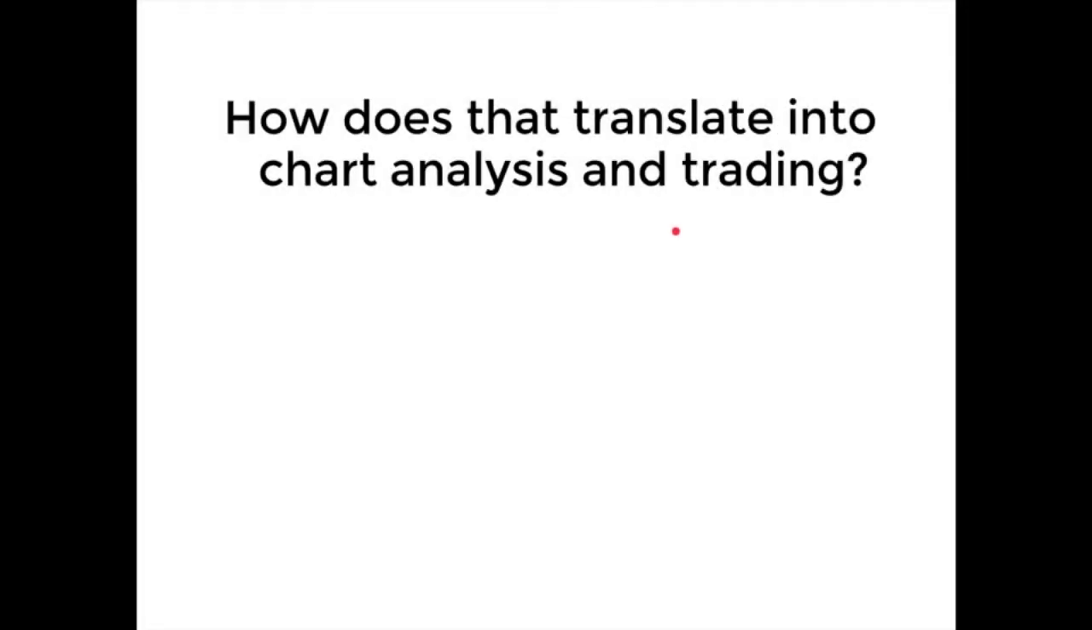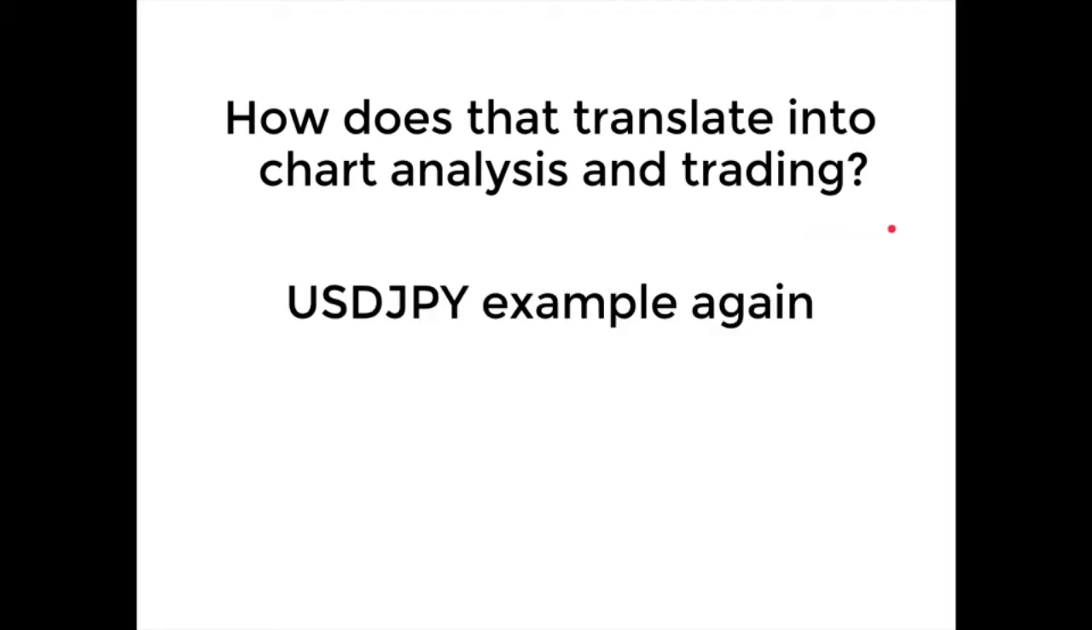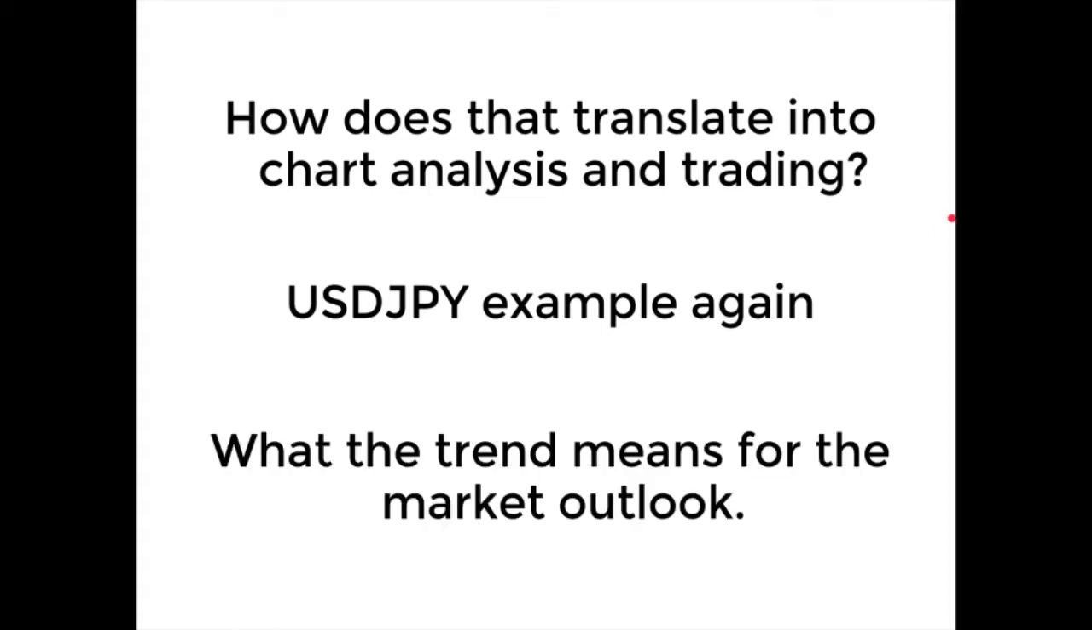And that's all very well and good, but how does that translate into chart analysis and trading? I'm going to go through a live example with you. This is $yen, and this is the actual count that we're using in our members area at the moment. We'll identify the dominant trend. I'll go through how I count that and how I label it, and I'll show you what that trend means for the market outlook, for your stance towards that market. So once you've figured out the dominant trend, what to expect next, and how to use that to your advantage.